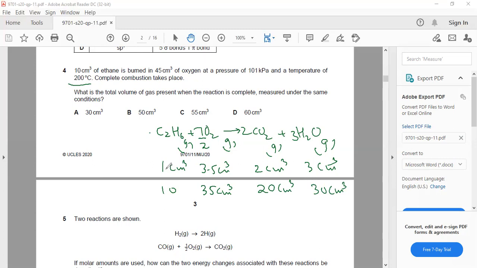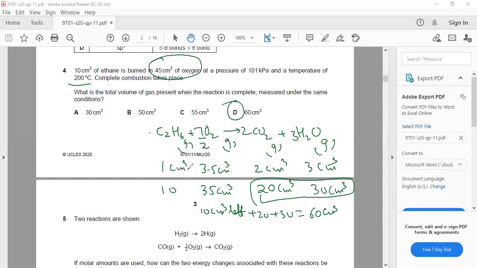So from the equation we can read the volume ratio. 1 cm cube ethane needs 3.5 cm cube oxygen, 2 cm cube carbon dioxide is formed, 3 cm cube water is formed. From 10, this is the volume of the product formed, plus you use 35 of the 45 cm cube, so 10 cm cube oxygen left. So 10 plus 20 plus 30, total volume of gas is 60. D is the answer.